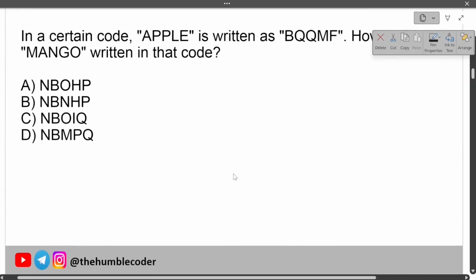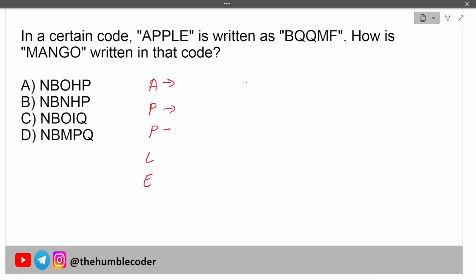So the next question is, in a certain code, Apple is written as BQQMF. How will mango be written? These kinds of questions, if you are not aware how to solve them, let me tell you. We have one example based on which we have to understand the coding pattern and find out the answer for the asked question. So let's see. A, B, which means plus one character; P, Q, plus one character; L, M, plus one character; E, F, plus one character. So we have understood the coding pattern, that is whatever is being asked, we have to give plus one character as the output or the next answer.